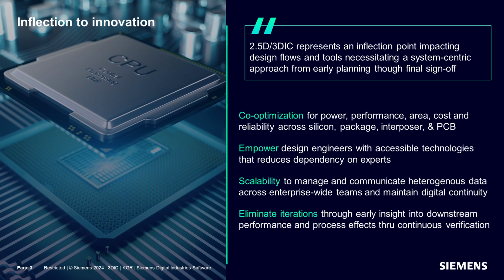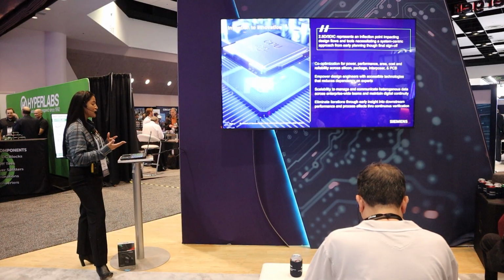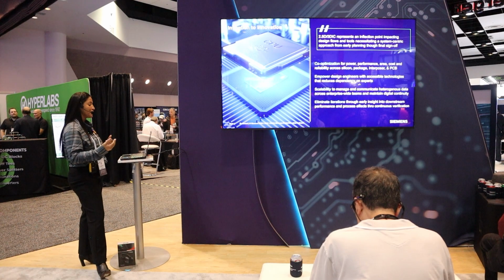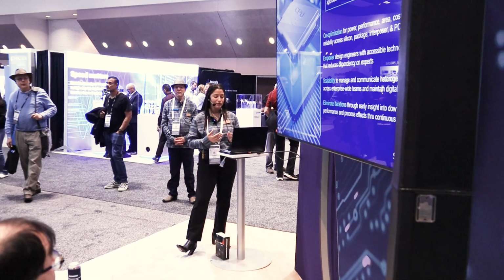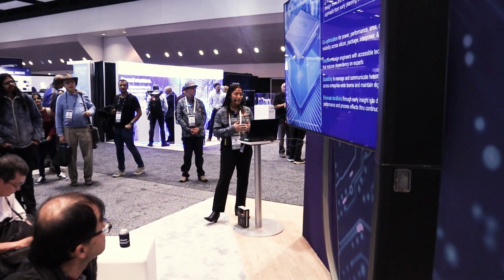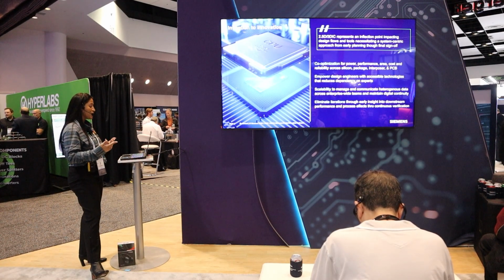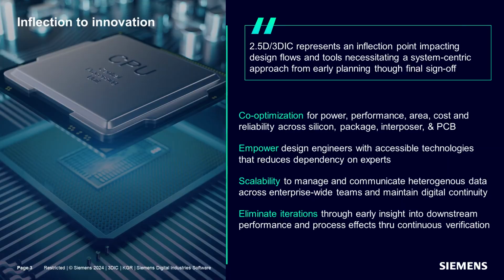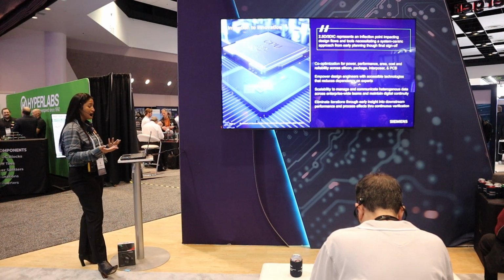So with HI, and you'll hear me use HI and 3D IC a little bit interchangeably, there's an inflection point where this impacts flows and tools, and in some cases, processes and materials. It requires a much more system-centric approach from early planning to final sign-off. This takes various forms, from co-optimization, PPA, cost across the chip, the package, the board. Empowering design engineers, this is something that we're seeing in the ADA world and posing this question to the customer. We're starting to see a limited number of analysis experts, SIPI experts, process experts, so their skill set is very valuable. And how do you maximize their usage?